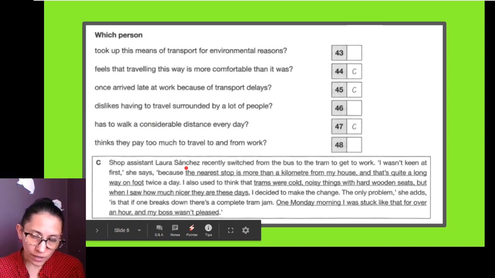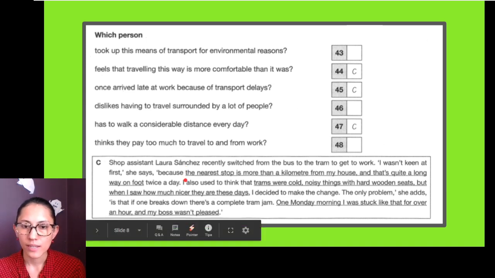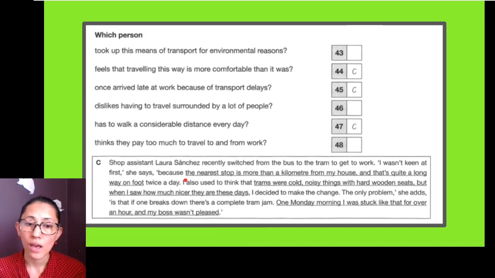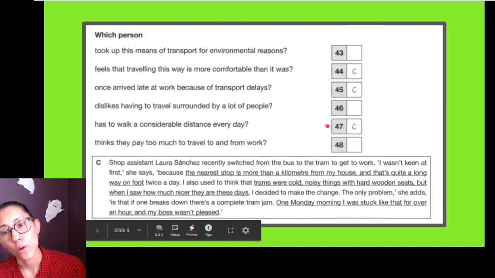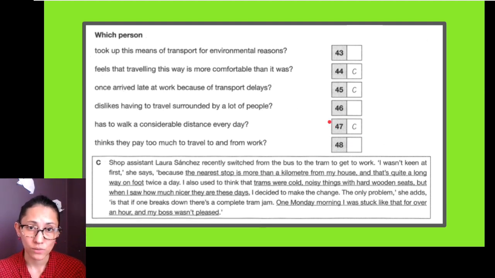Now, here, as you can see, the ideas, the answers have already been underlined. This one: the nearest stop is more than 1 kilometer away from my house, and that's quite a long way on foot twice a day. That idea is supporting question number 47, which person has to walk a considerable distance every single day.